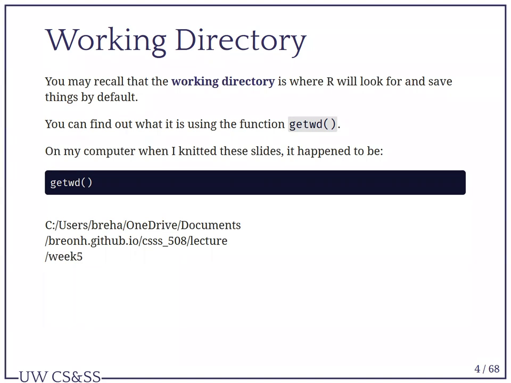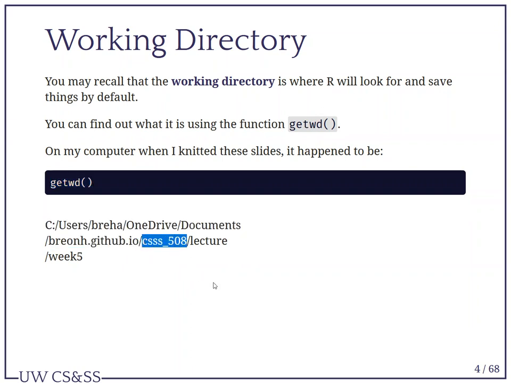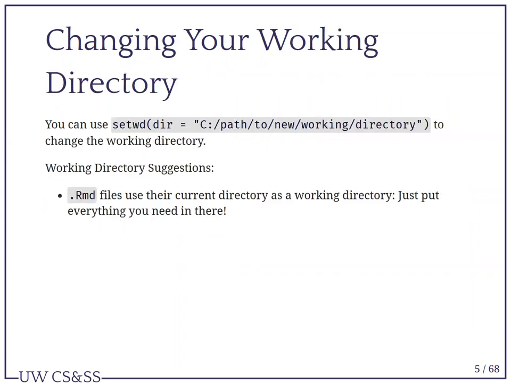On my computer, when I knit these slides, it happened to be C, users, Briha, OneDrive, documents, the course website, the tab for the course, lectures, and week 5. You can change your working directory using the setwd function, and then specify what directory you'd like to have be the default where everything goes directory. So something like setwd, and then the directory will be equal to, and you specify your working directory path.